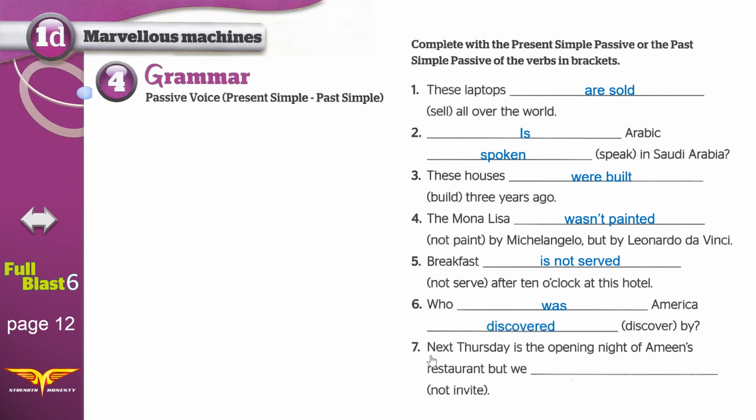7. Next Thursday is the opening night of Amin's restaurant. Amin has a restaurant and he will open it next Thursday, in the future. So we can't use past here. But we are not invited. We are not invited.